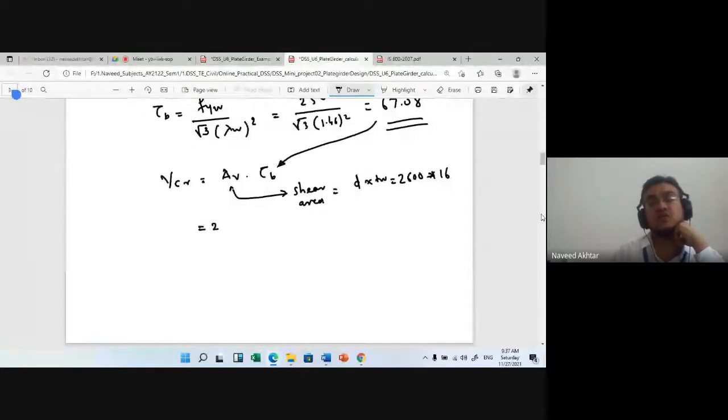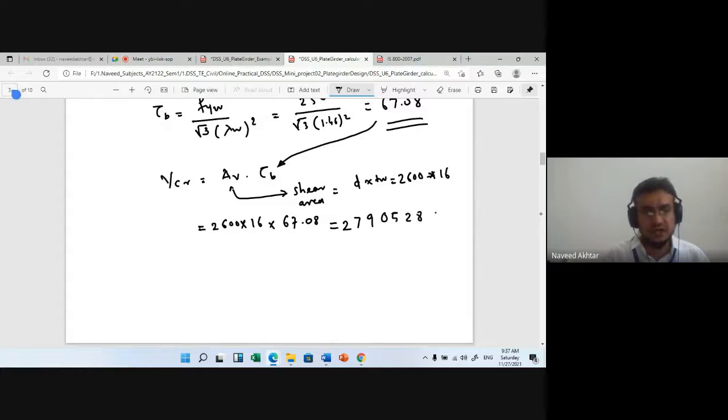VCR is equal to 2600 mm into 16 mm into tau b, which is 67.08 Newton per mm square. So this will be coming in Newton. So 2600 into 16 into 67.08, this is coming 2790528 Newton. If I write it down, it is 2790.53 kilonewton. So what is the shear in our case? The shear in our case is 2301. So this value is much greater than 2301 kilonewton.